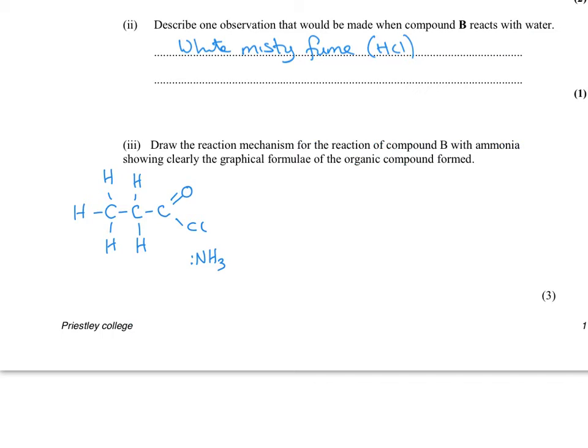Draw the reaction mechanism for the reaction of compound B with ammonia, showing clearly the graphical formula of the organic compound formed. So we've got B written there. If you want to, you can put the partial charges in. It doesn't have to be put in. So what's going to happen is we've got a partially positive carbon, so the lone pair from the nitrogen is going to be attracted to form a bond with the carbon. We've got both the oxygen and the chlorine, which are highly electronegative, pulling at the electrons from carbon. Think of this one as pulling with 2 hands and that one pulling with 1 hand. This has got the stronger pull, so this one is going to get the electrons.